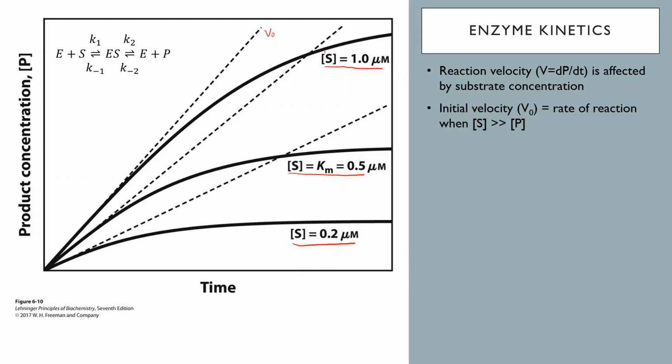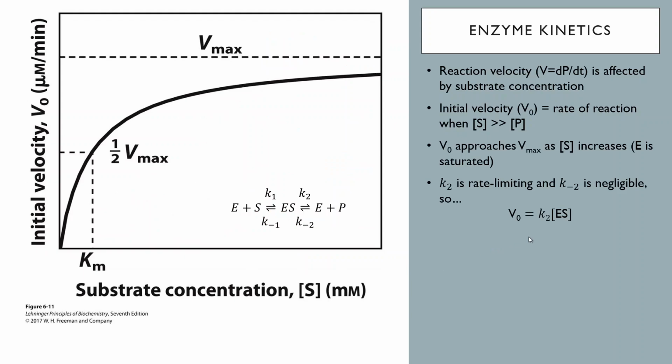So this is the initial velocity when the substrate concentration is 1 micromolar. Here's the initial velocity when the substrate concentration is 0.5 micromolar. And down here, this is the initial velocity when the substrate concentration is all the way down at 0.2 micromolar. And so it's convenient to graph the initial velocity versus the initial substrate concentration.